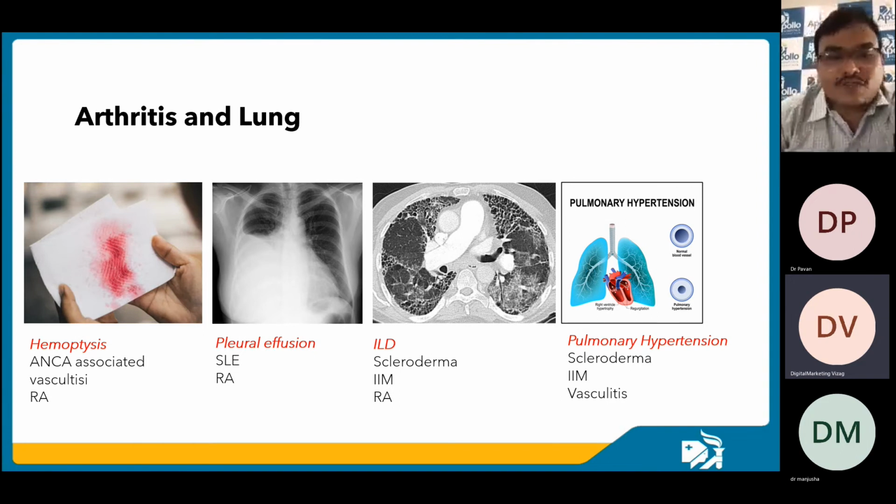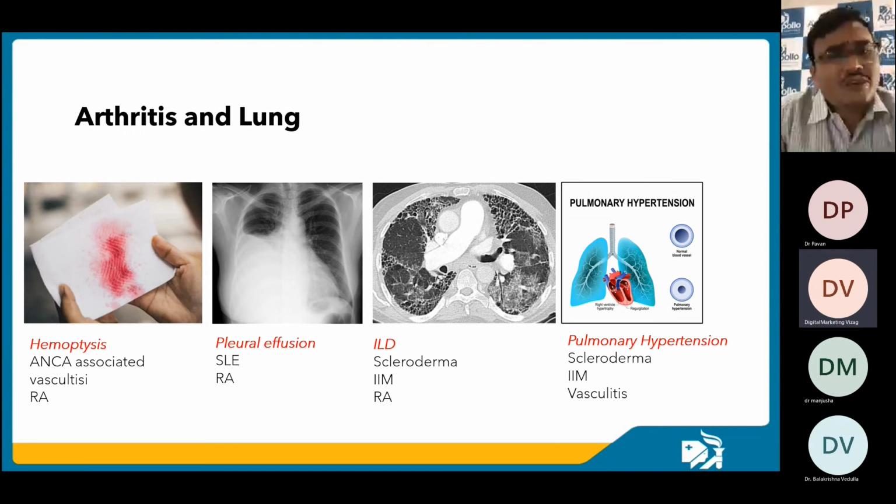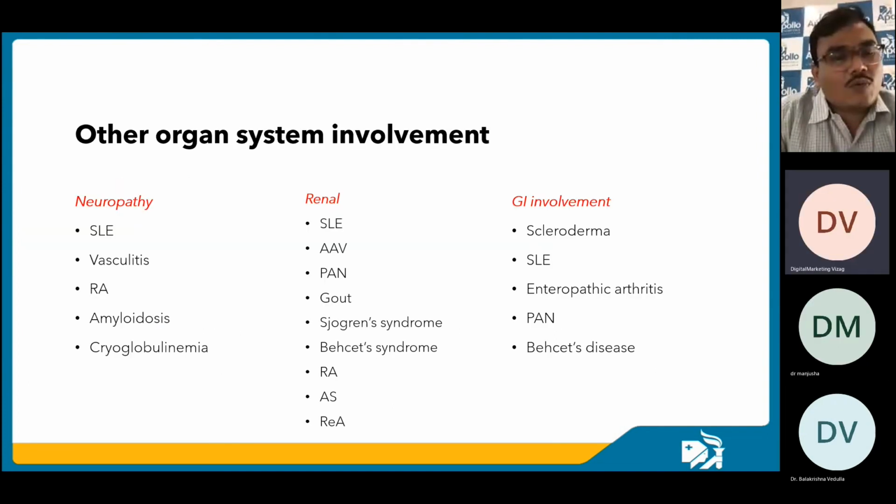So whenever you see a patient of arthritis, we have to take a detailed systemic evaluation, because we have to look for the detailed system involvement involving the pulmonary, respiratory, as well as neurological involvement, as well as renal involvement and gastrointestinal involvement. So if the patient has a neurological involvement associated with arthritis, SLE, vasculitis, rheumatoid arthritis, amyloidosis, and cryoglobulinemia will be a possibility, where the patient can present as mononeuritis or mononeuritis multiplex or an AMAN-like GBS type of presentation.